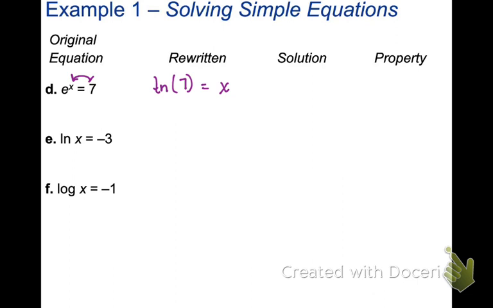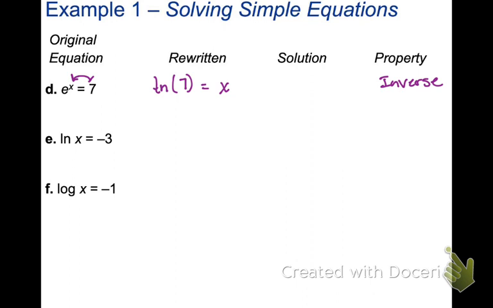Now, what they were looking for you to do is take the natural log of both sides. And what's this side equal? 1. No, x. Base. Okay? You see that? So that's what they were looking for you to do. So the property of this would be inverse. So we rewrote and solved all in the same step.